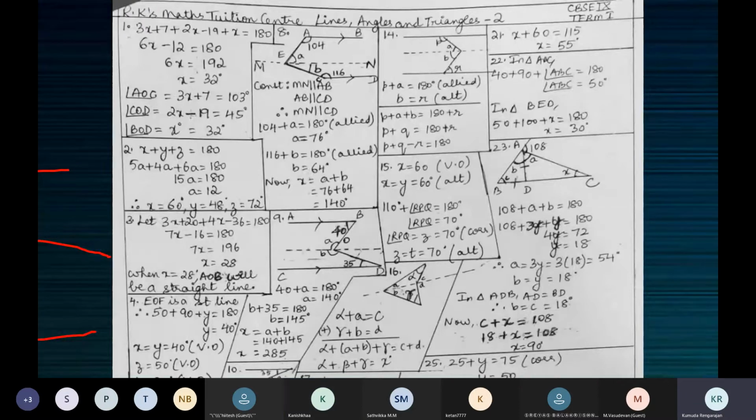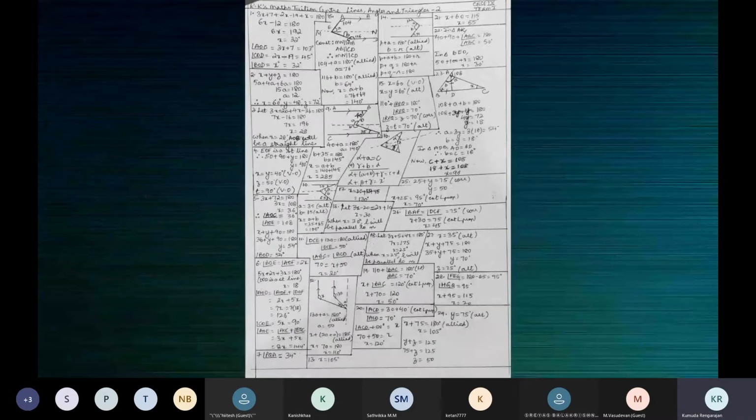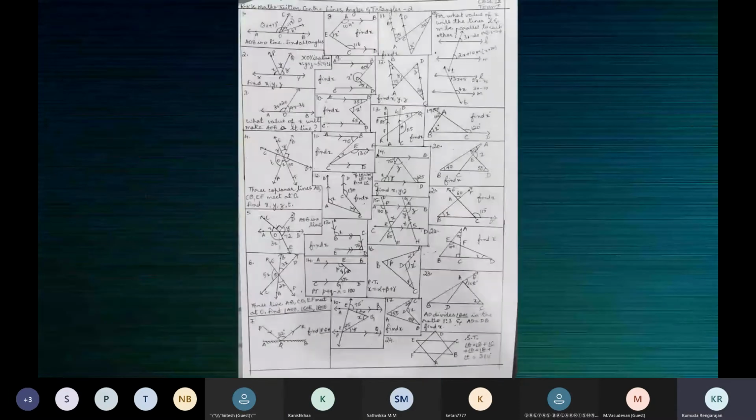So like that, we find A and B, and hence we find the measure of angle X. We have to find X. X is divided into 2 angles, A and B. So we find A separately, B separately, and the sum of A and B gives us X.